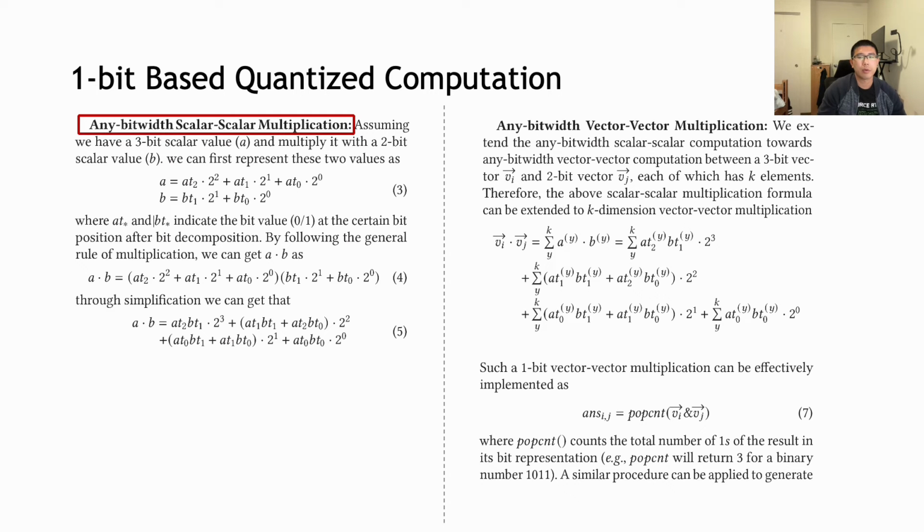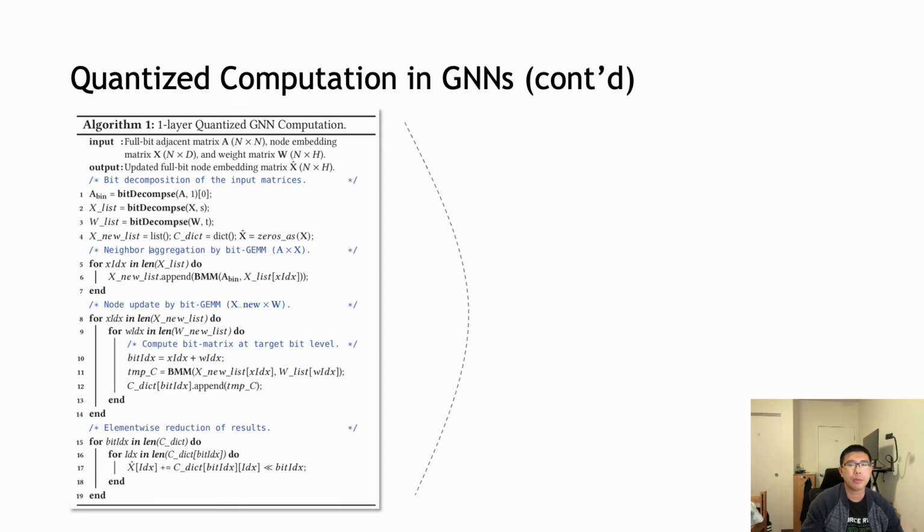On the right-hand side, we will generalize such 1-bit based scatter-gather multiplication to a 1-bit based vector-vector multiplication, where we can see we will still follow the same process of the scatter-gather multiplication on each element of the vector, and finally do the cross-element accumulation to get the final results.